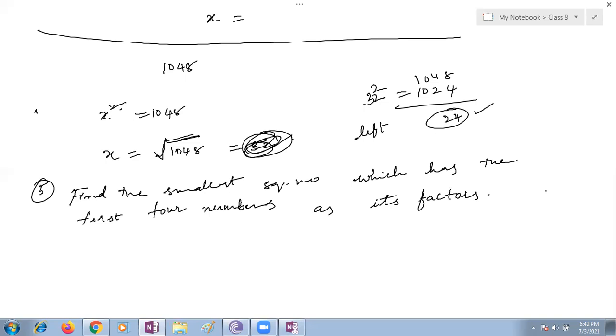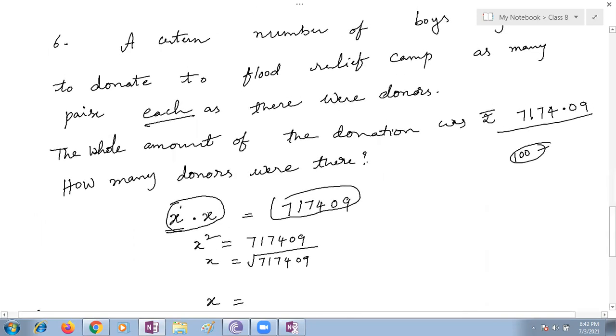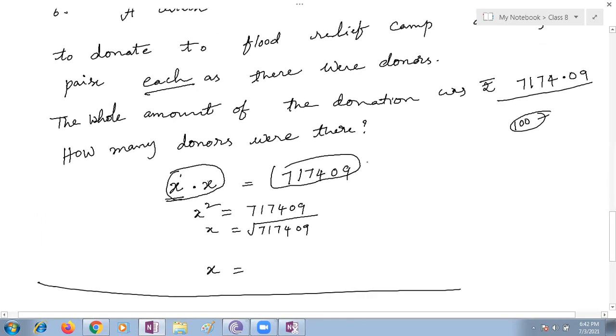Ma'am, is it 210? Ma'am, I got the answer. For which one did you get it, Siddhartha? Earlier one? Yes, ma'am. That is 717409. What is the answer? Ma'am, I got it as 847. Is it correct? Yes, ma'am, 847 is correct.